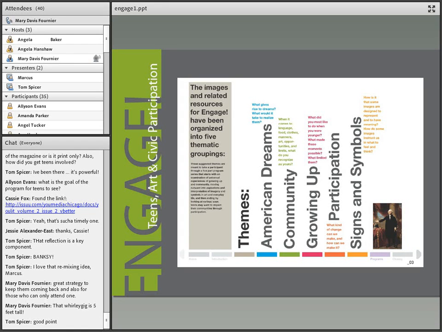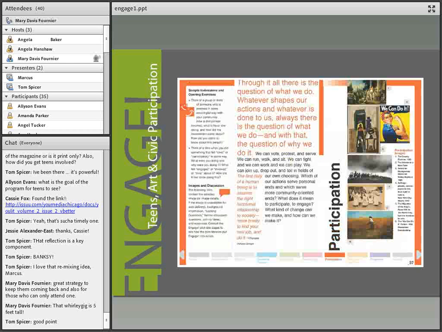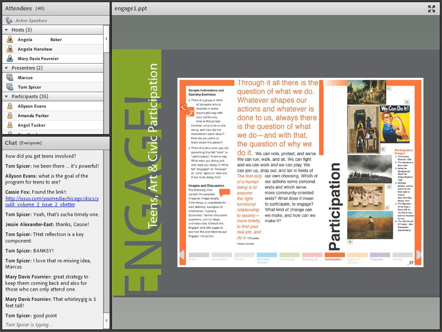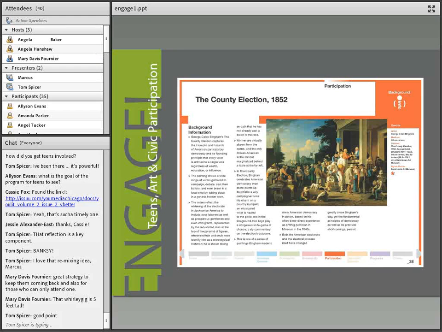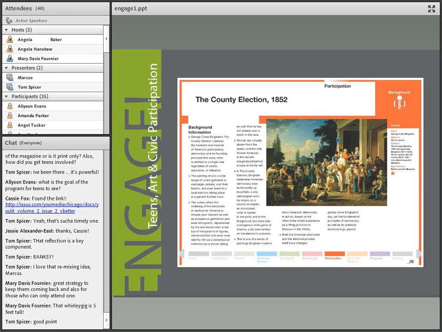So in the guide, each theme has been broken out. Now I'm going to take you briefly through participation. Each theme contains an introductory contextual image and suggested opening exercises and icebreakers, followed by resources for every image. Each image includes information on the work of art, information on the artists and the images depicted, and relevant information that will help you link the artwork to discussions of civic participation in today's world.